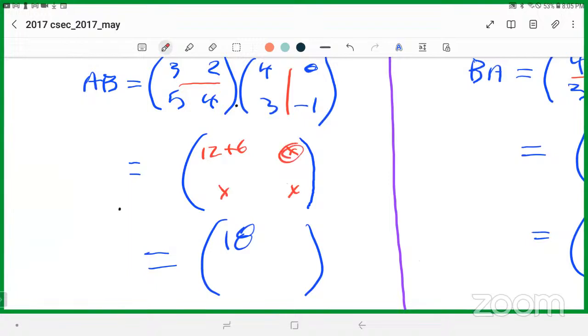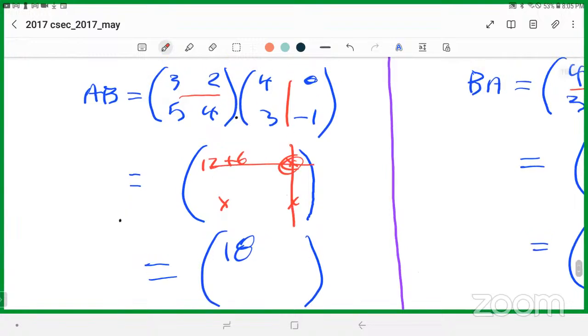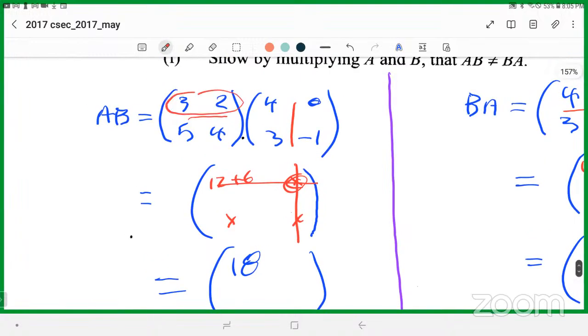All right, so this second value now is in the first row and the second column. So to get it, we're going to use this first row with this second column. Same thing again. First element times first element, second element times second element. 3 times 0 and 2 times -1. 3 times 0 is 0. 2 times -1 is -2.